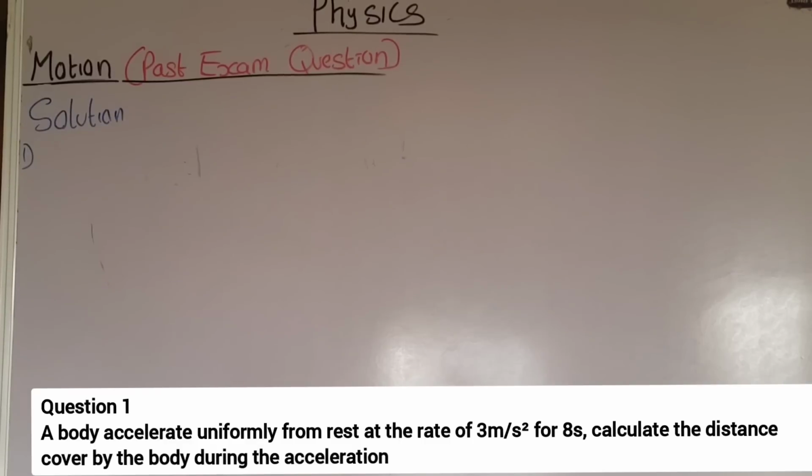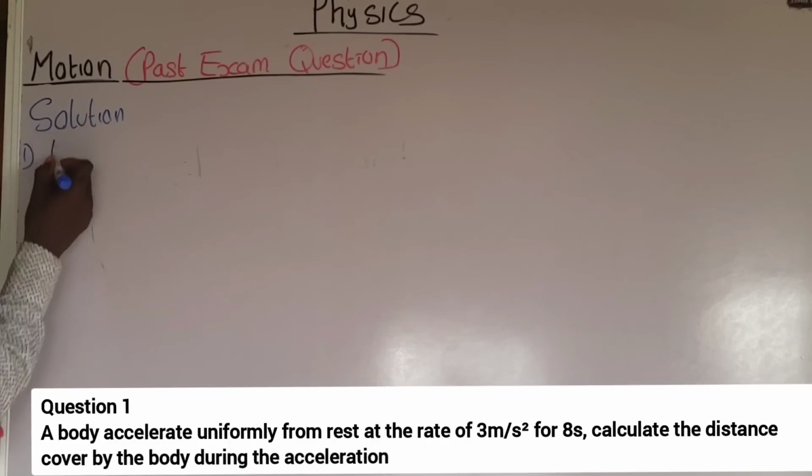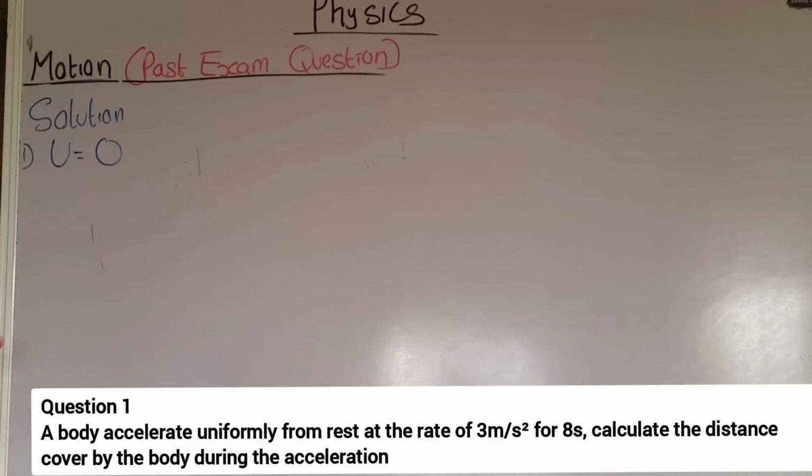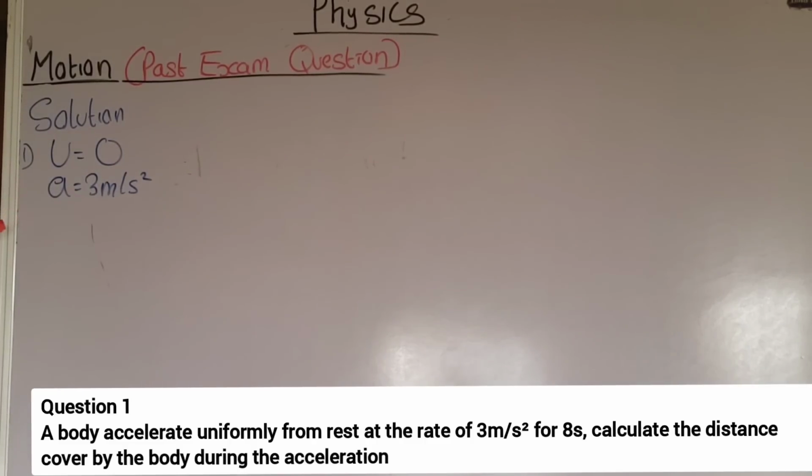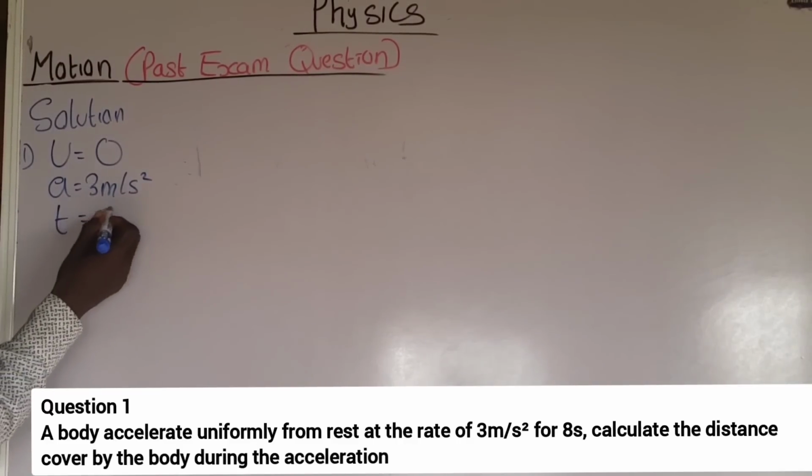We are given that a body accelerates uniformly from rest. Now, you've heard that the body accelerates uniformly from rest. That means that the initial velocity of the body is what? 0. You understand? Because the body is not moving initially. Okay, so u equals 0. Okay, the acceleration is what? 3 meters per second squared. So acceleration equals 3 meters per second squared. Okay, now the time that we are given in the question, t equals 8 seconds.